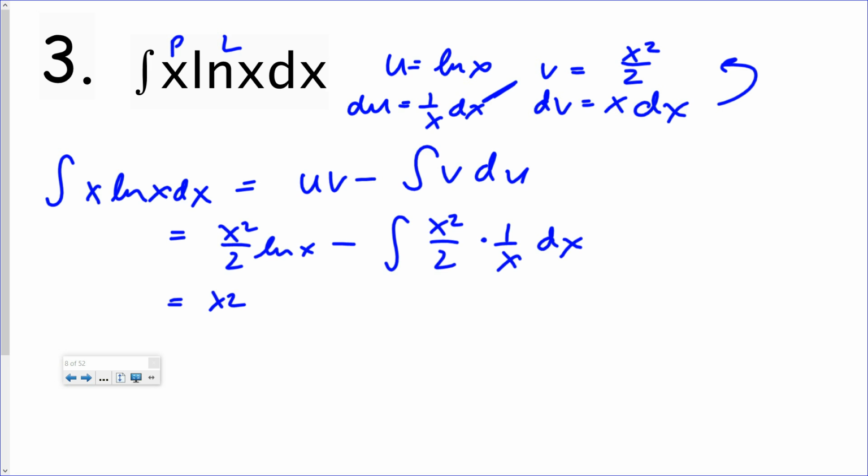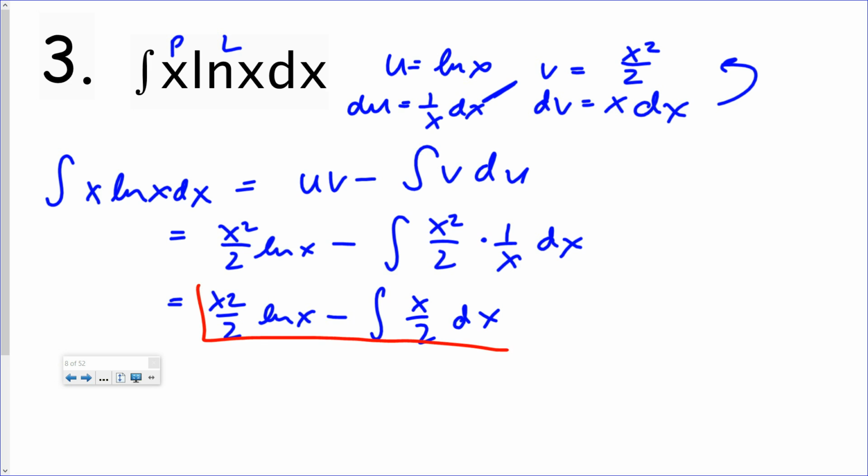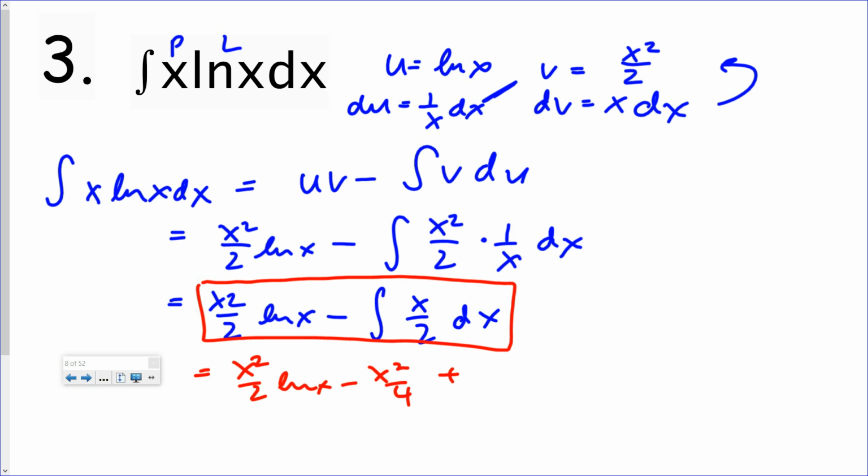Okay, what is this simplified? What's x squared divided by x? That's just an x. And what you have to understand is this is the answer to the integral of x ln of x dx. It's just that I have another integral to solve. Does that make sense? What is the integral of x over 2? Yeah, it's x squared over 4. So this is x squared over 4 plus C, and I'm done with this problem.